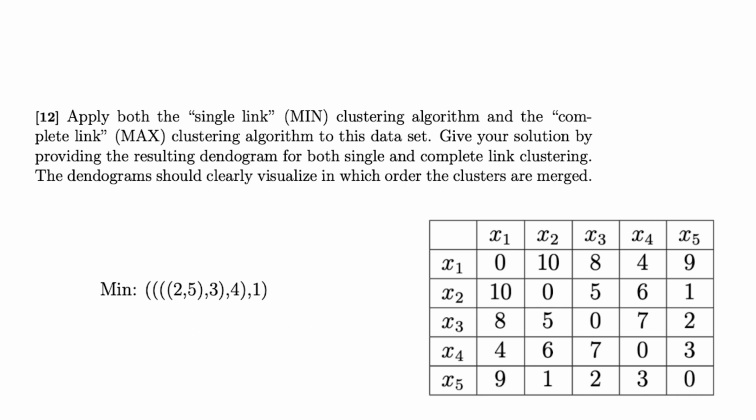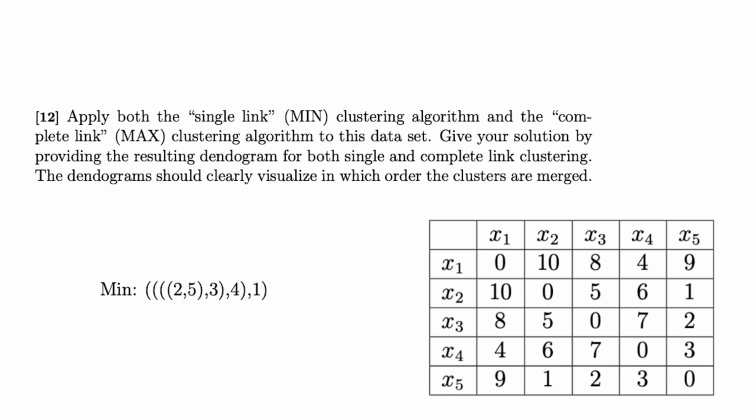Now, between C1 and C3, each cluster has 1 point, right? Which means that you don't have a choice to make. It's between x1 and x3, so it's going to be 8, right? Between C1 and C4, again, 1 point, so it's the same one, 4. Which means that it will also be 8 and 4 here.